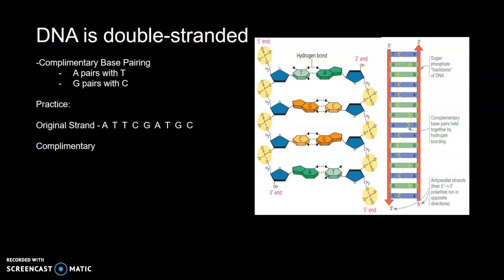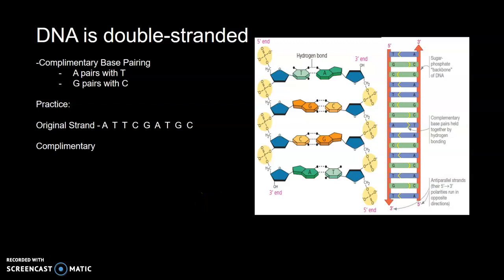As mentioned, the structure of DNA allows for DNA replication. And that's because the nucleotides pair together in very predictable ways. So we can see that the thymine always binds to the adenine residue, and the guanine always binds with cytosine.